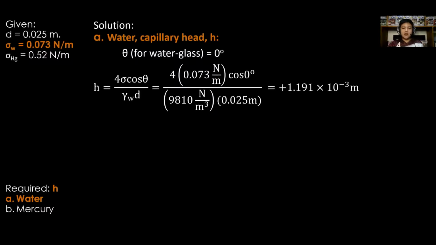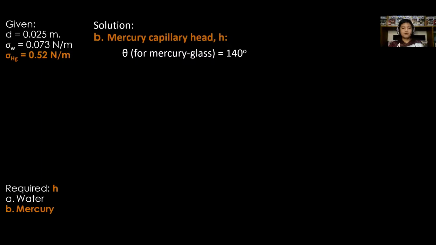So for H now, it is equal to a positive 1.191 times 10 raised to negative 3 meter. Positive, which means that it is a capillary rise. The elevation inside the tube is higher than that of the original elevation. Thus, rewriting our answer, H is equal to 1.191 millimeters already, which is a capillary rise. So for letter B, we will consider now mercury, capillary head, H.